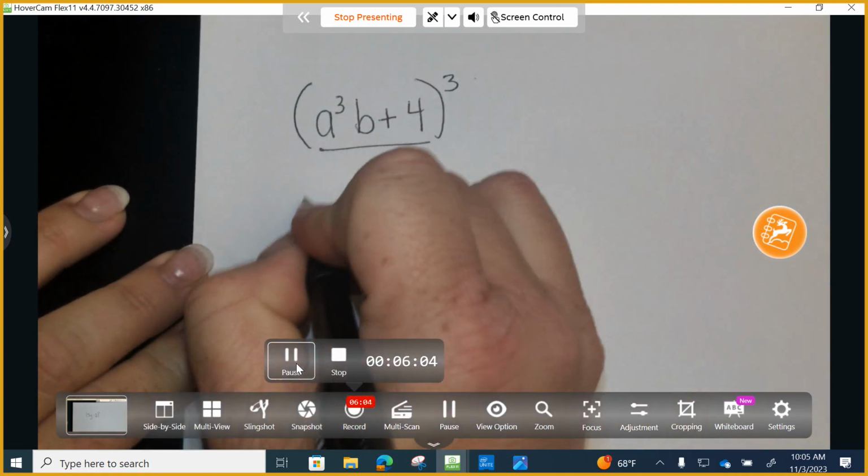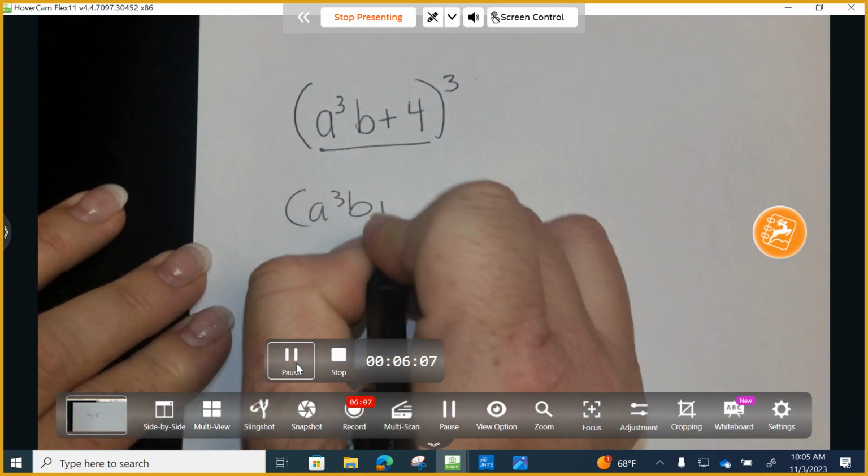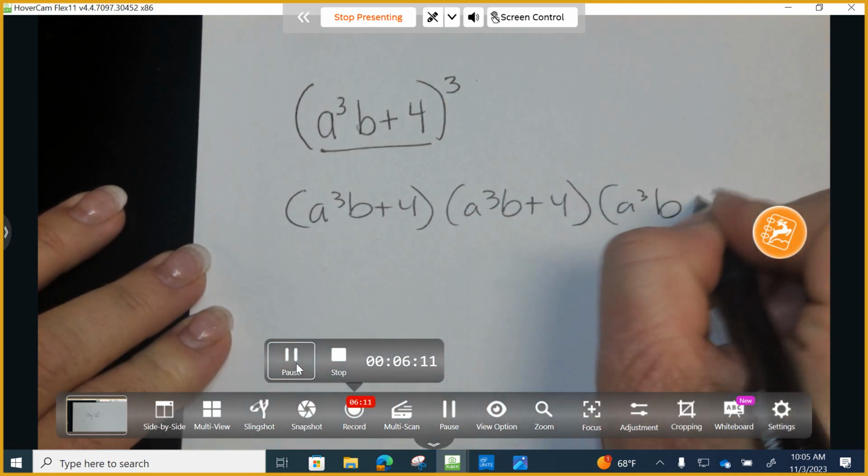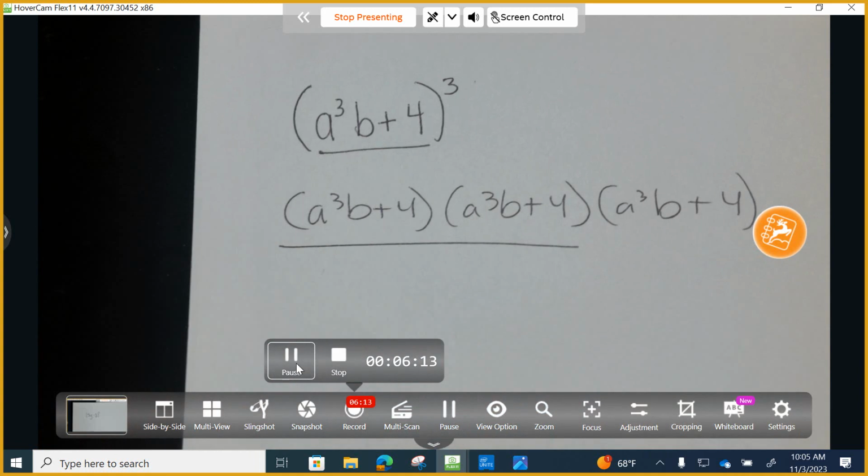We're going to write this 3 times. This is our second example. There's only going to be 3 examples in this quick tutorial. And then underline the first 2.